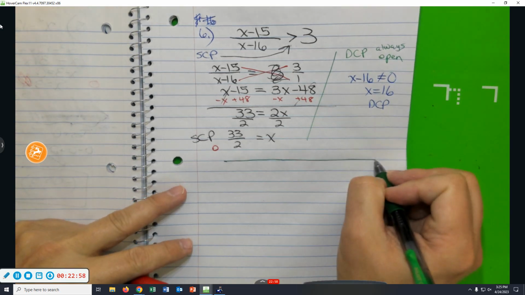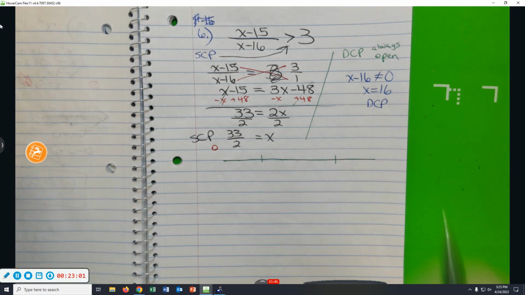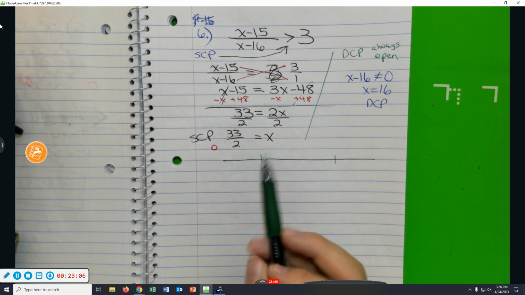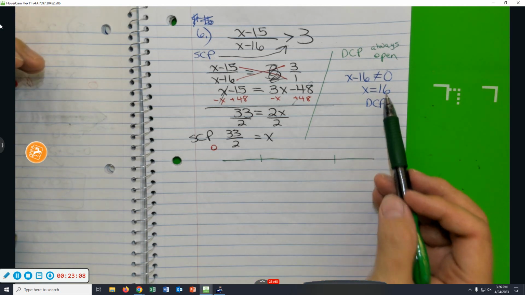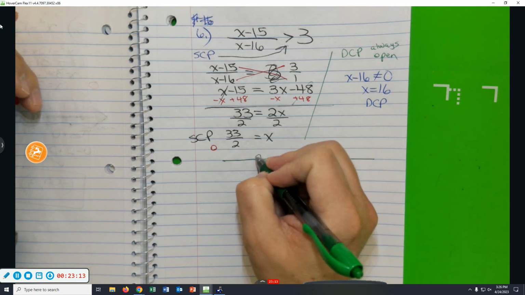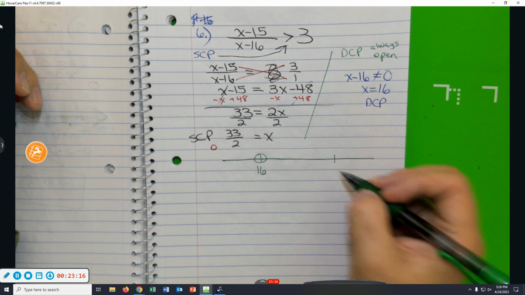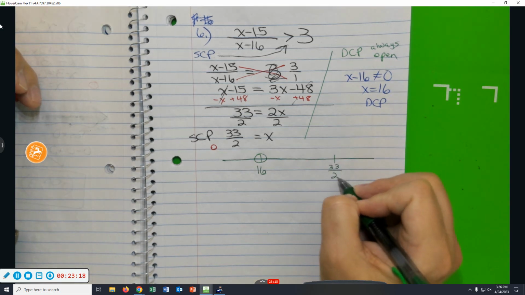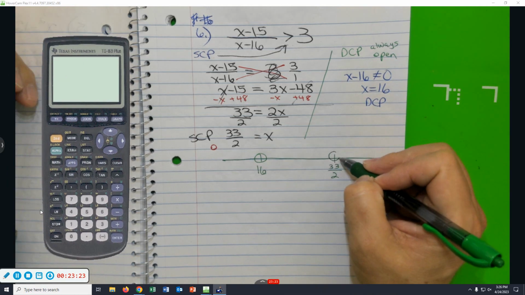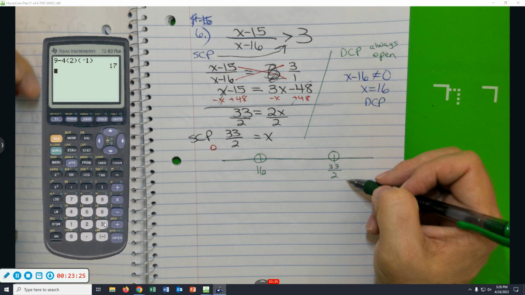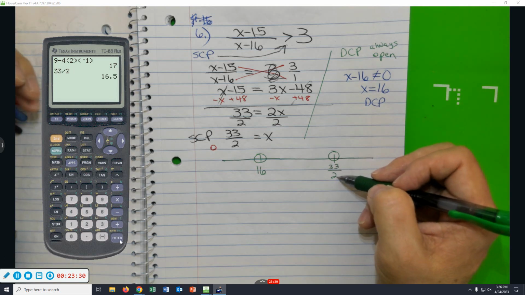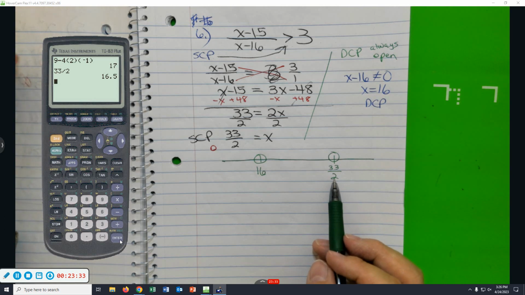Be careful. Which number is smaller? Which one goes first, 33 halves or 16? 16 is smaller, so that goes first. It's an open circle. 33 halves, if you wrote that as a mixed number, is 16 and a half. 33 divided by 2 is 16 with remainder 1, so this is just a little bit bigger.